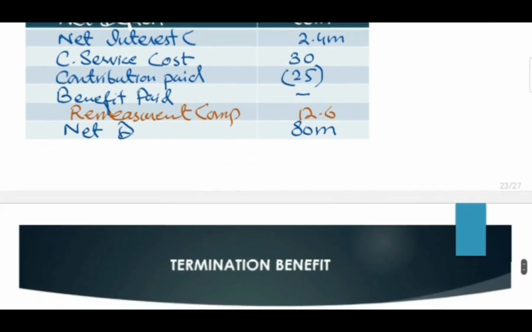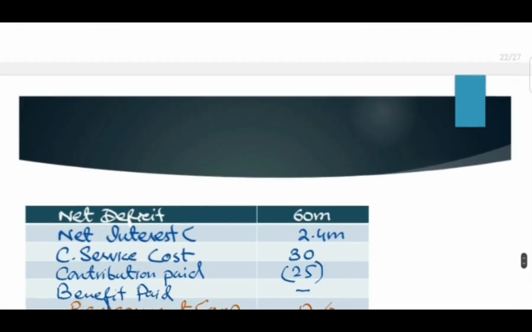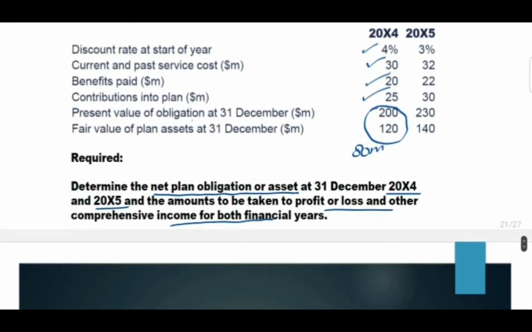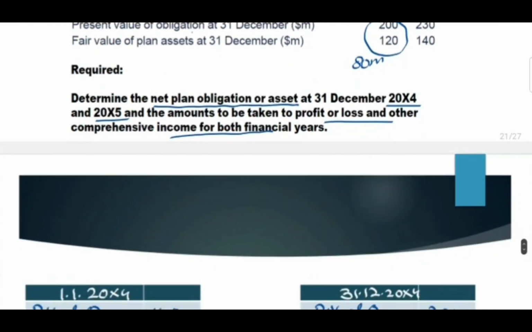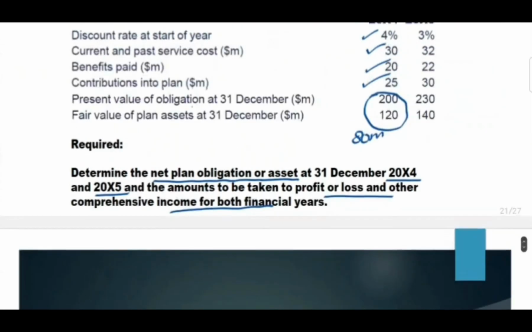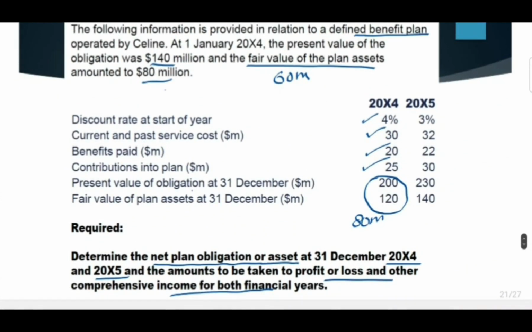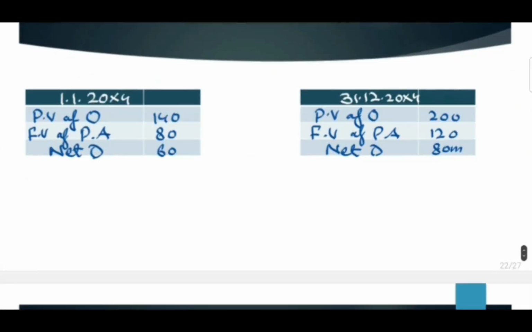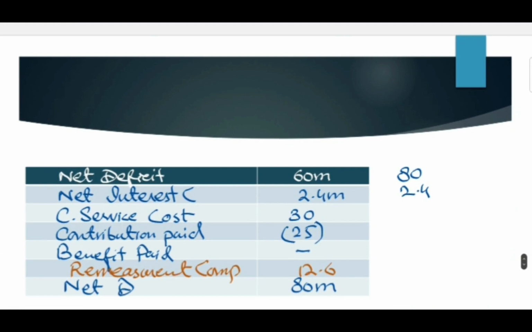The same approach should be applied for the 20X5 year. Here the opening plan obligation is 80 million. Interest cost is again 3% of this, and that would be 2.4 million. The current service cost is 32 while the contribution paid is 30.